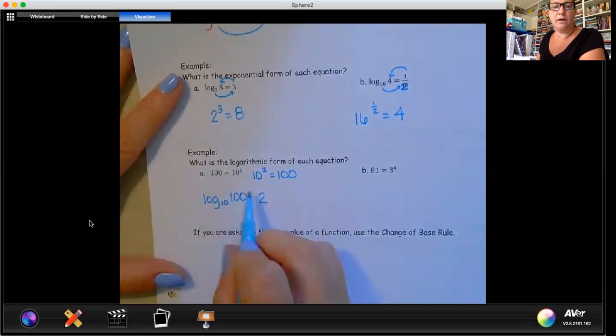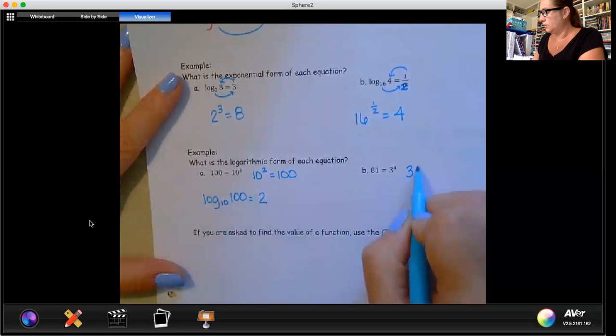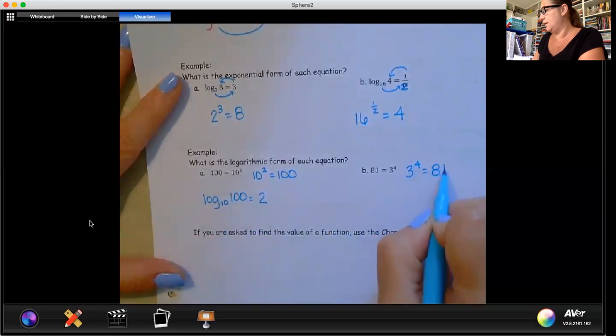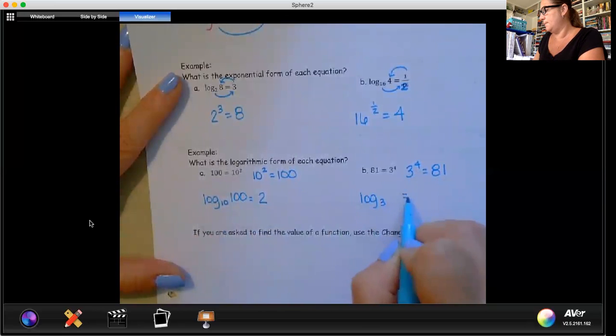So 10 squared equals 100. These are real easy to check. 3 to the fourth equals 81 in logarithmic form. Log base 3 to the fourth power equals 81. 3 to the fourth equals 81.